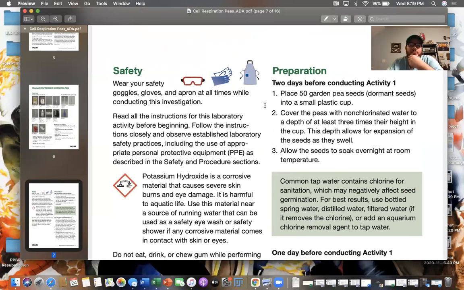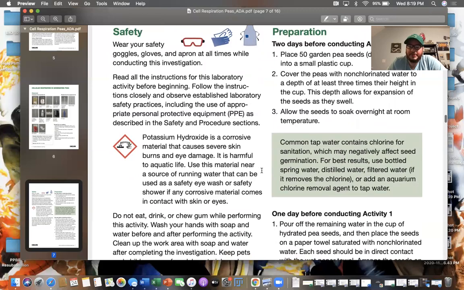All right, so prep day 1. This is 2 days before actually conducting the activity. You're going to place 50 garden peas, which are dormant, because they're the ones in the bags and they're not exposed to any water or anything like that. So they're considered dormant. Place them in a small plastic cup. Cover the peas with the non-chlorinated water and allow them to sit overnight.